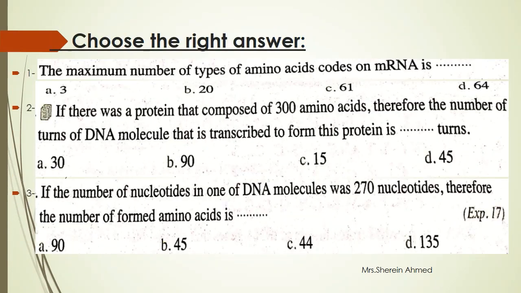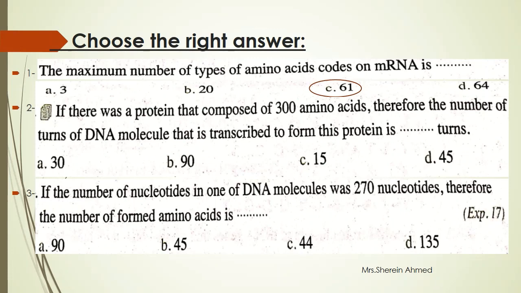Now, let's start answering the questions. We are going to start with the choose the right answer questions. Question number 1. The maximum number of types of amino acids codes on the messenger RNA are, of course, you know that the total number of codes is 64, but remember that we have three stop codons, so the answer is, yes, that's correct.